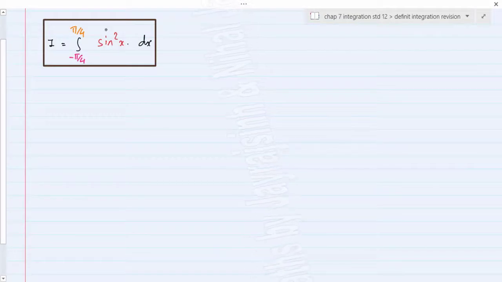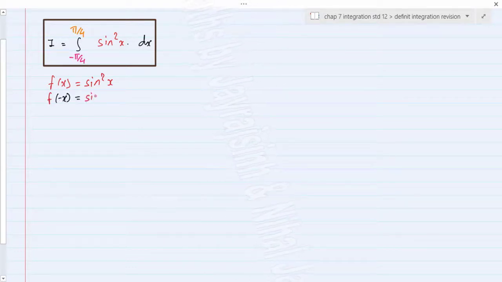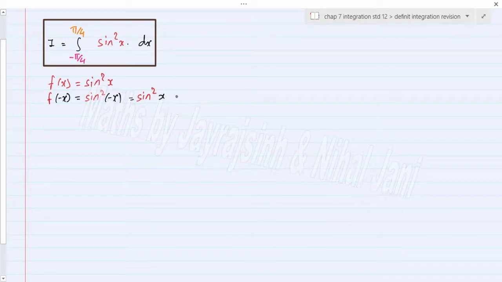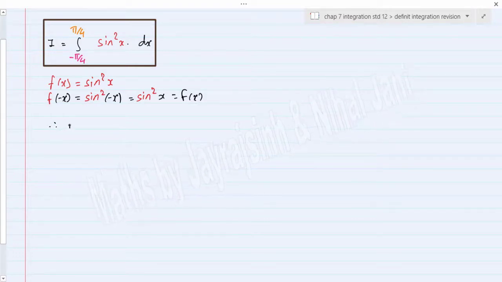We have to integrate sin square x, and the limit is from minus pi by 4 to pi by 4, which suggests that we should check whether the function is odd or even. Our function is sin square x, so f of minus x will be sin square of minus x, which is exactly equal to sin square x, right? Because of the square, the negative will become positive, which is equal to f of x. So we can say our function is even.